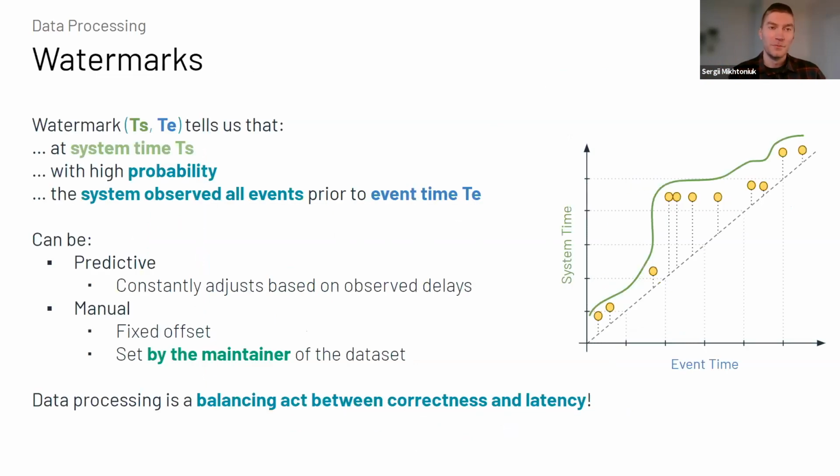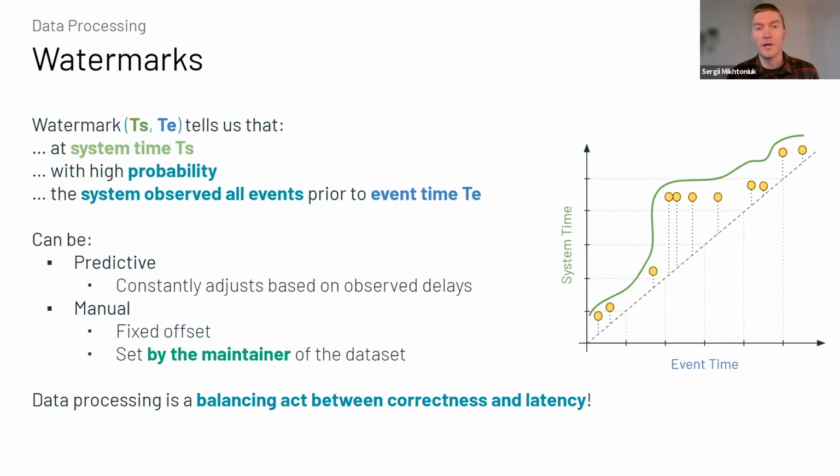The watermark is a pretty simple concept that tells us that at a certain system time, TS, with a very high probability, the system has observed all events prior to event time TE. So this is what gives us this line on a bitemporal diagram. The watermark can be predictive, so a system might constantly monitor the delay between the event time and when the event entered the system, and adjust. If it emits too many corrections, that's probably a sign that it needs to bump the watermark.